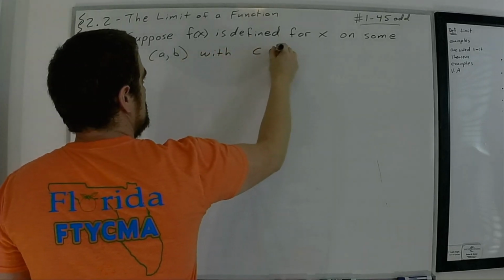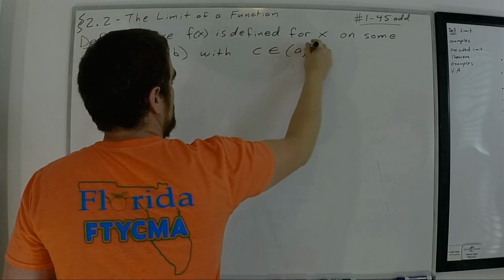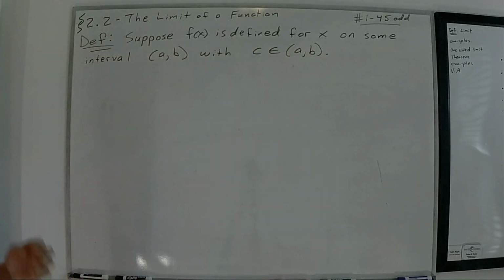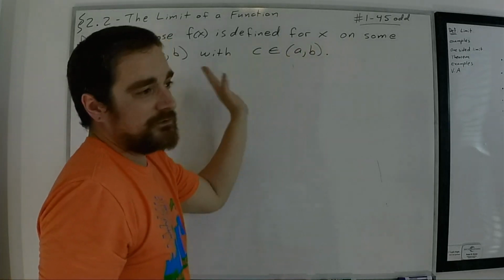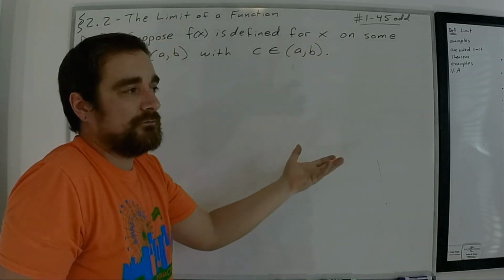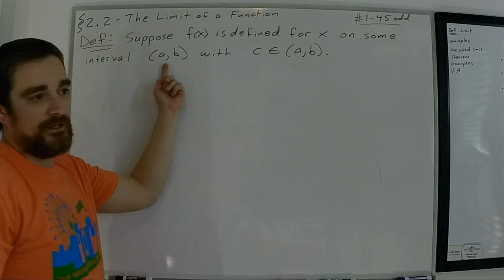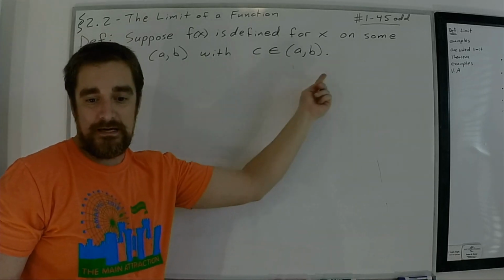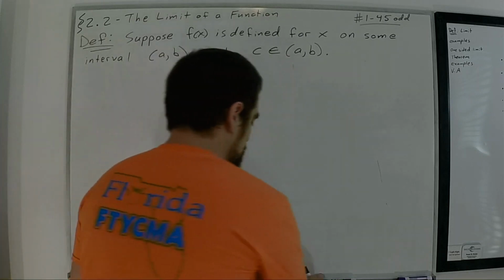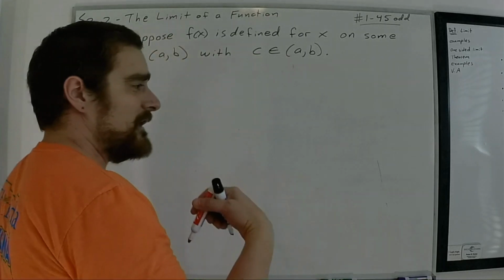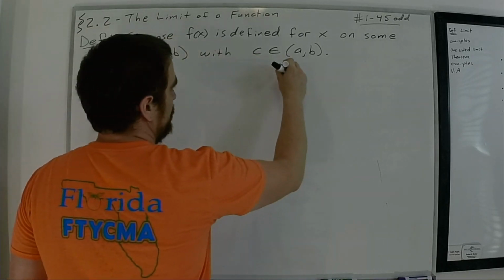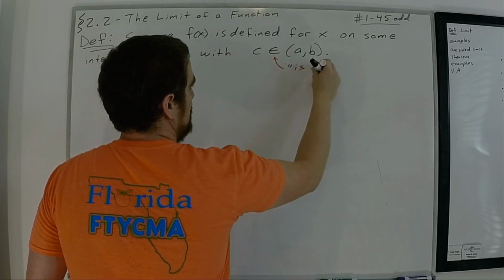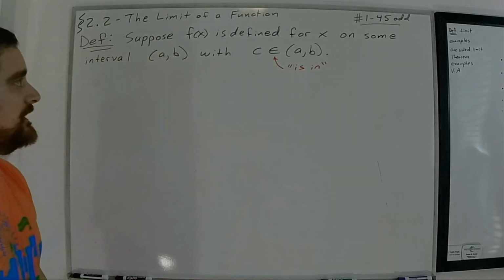With c in the interval a to b, this is where I differ from the exact definition of the book. The book just says x close to some a on some interval. I'm going to label the interval a to b, and then I'm going to shove c as a number in between a and b. This little notation here, if you haven't seen it before, if you've had me for trig or pre-calc, you've probably seen it, is literally read as is in the interval a to b.